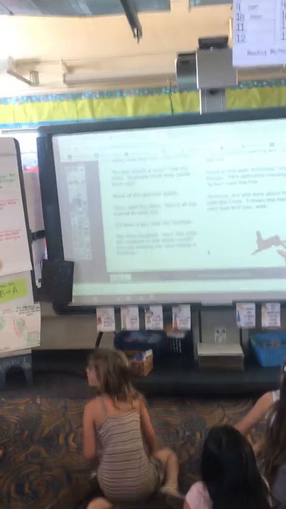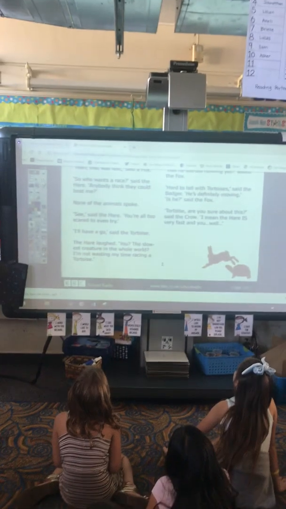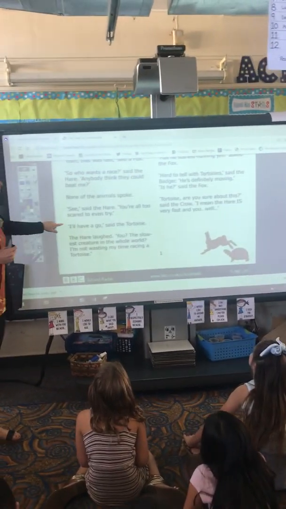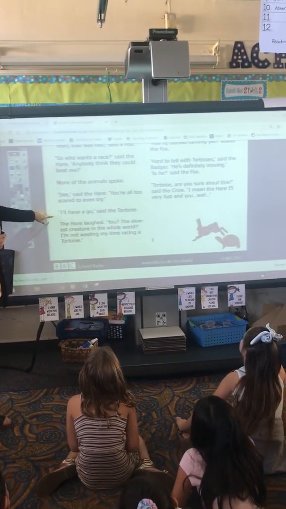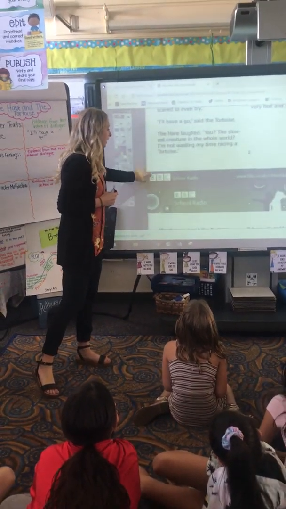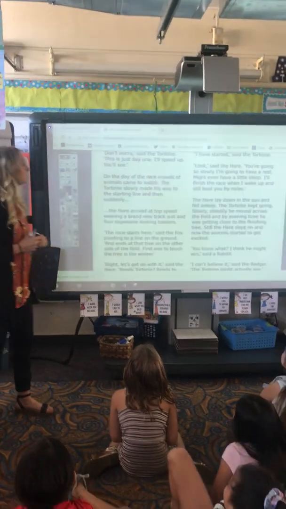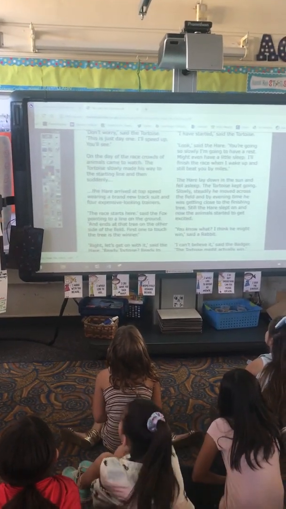Hard to tell what the tortoise is, said the badger. He's definitely moving, is he? Tortoise, are you sure about this? said the crow. I mean, the hare is very fast, and you, well. Don't worry, said the tortoise. This is just one day. I'll speed up. You'll see.